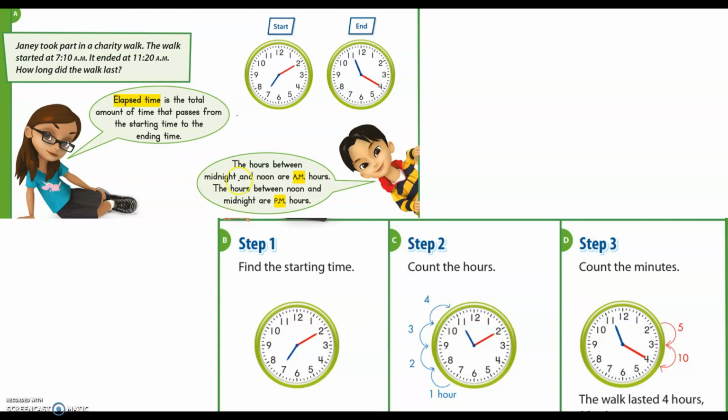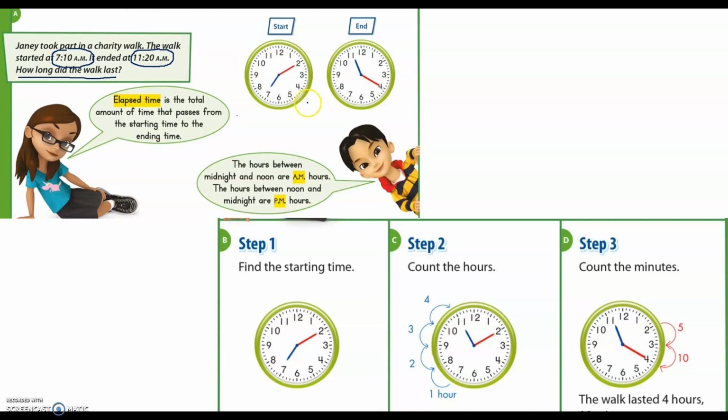The hours between midnight and noon are AM hours. The hours between noon and midnight are PM hours. That's review from second grade. Take a look at these two clocks. We know we want to know how long the walk lasts. We know it starts at 7:10 and ends at 11:20.